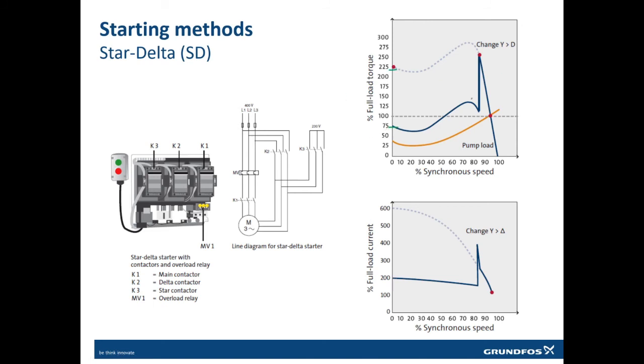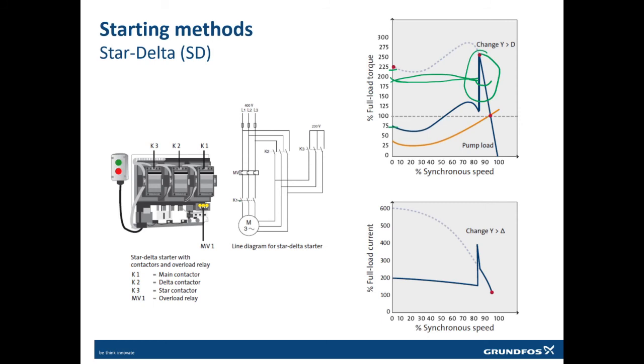You can see there is a big spike here, but this big spike is for a very small period of time compared to this period. If we use DOL, the short circuit, the full load torque will be for this whole period of time. But in star delta, the spike is there, but for a very short period of time.